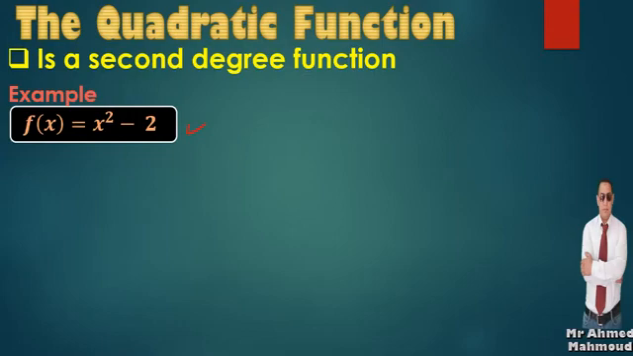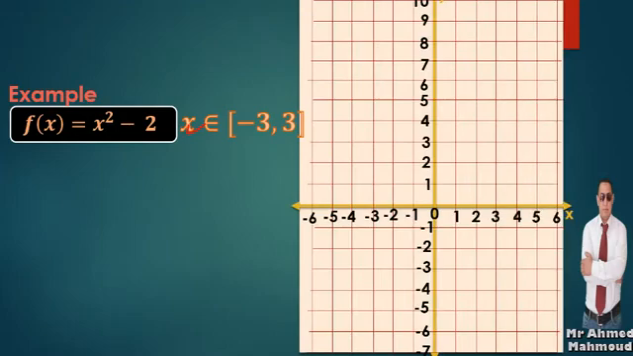But to solve this one, he must give me an interval including x. Here x belongs to negative 3 and 3, from negative 3 to 3. Okay, now to represent this one graphically, we are going to draw a table like this.